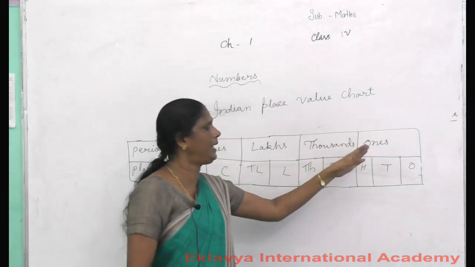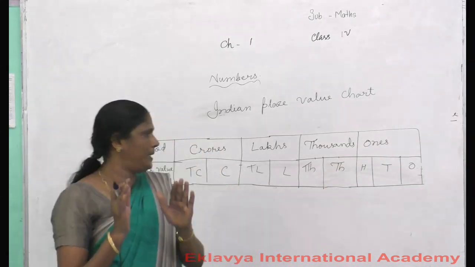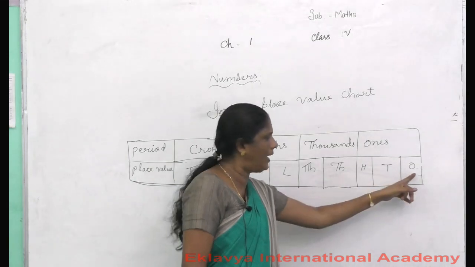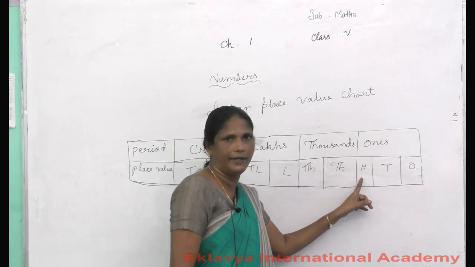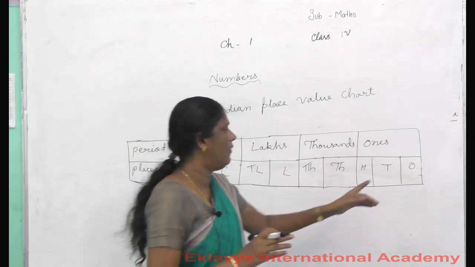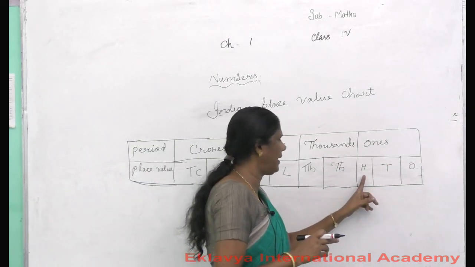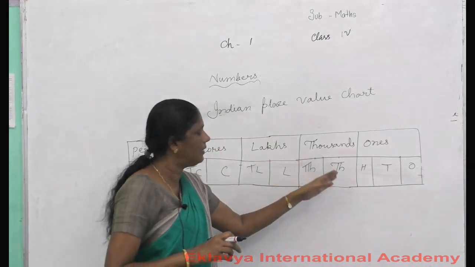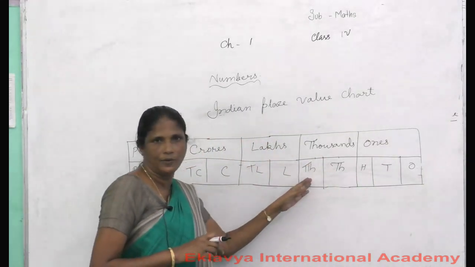In the ones period, there are 3 places: ones, tens, hundreds. Then we put a comma. Then the thousand period, with thousand and 10,000.